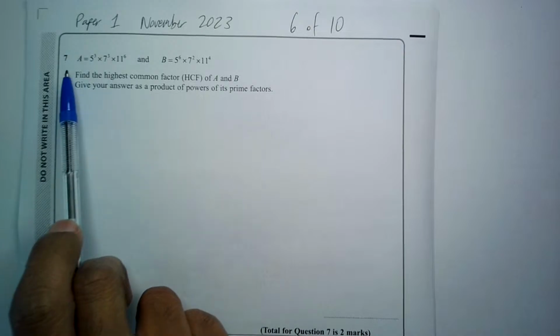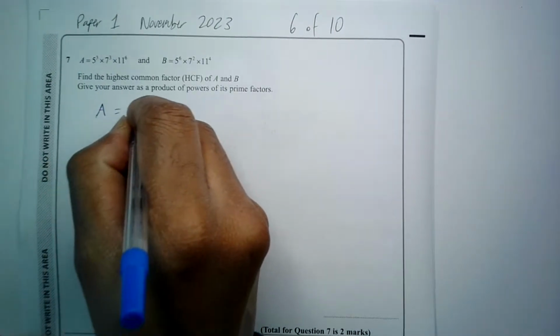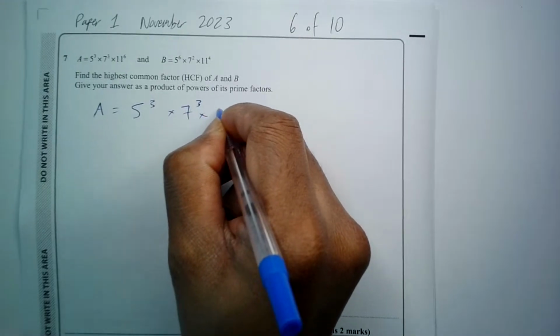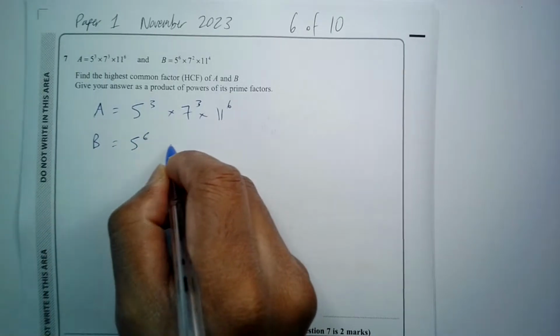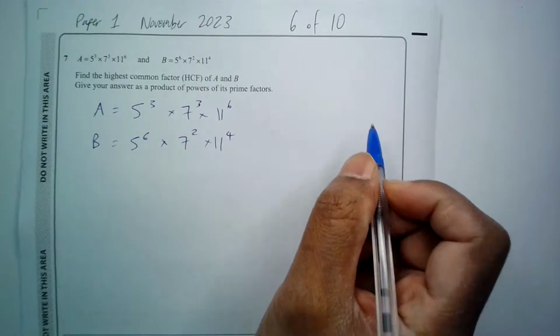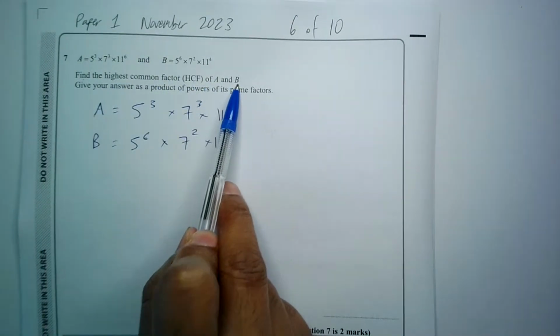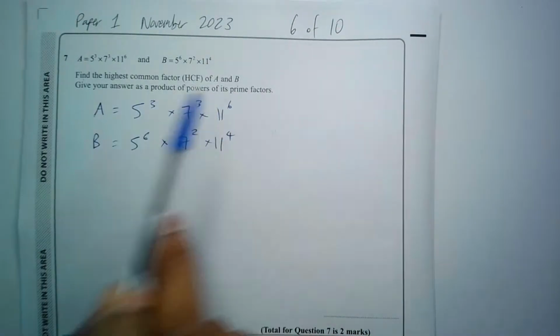Okay, so let's start. So we've got question 7. A equals 5 cubed times 7 cubed times 11 to the power 6, and B equals 5 to the power 6 times 7 squared times 11 to the power 4. Find the highest common factor of A and B. Give your answer as a product of powers of its prime factors. So how do we work this out?